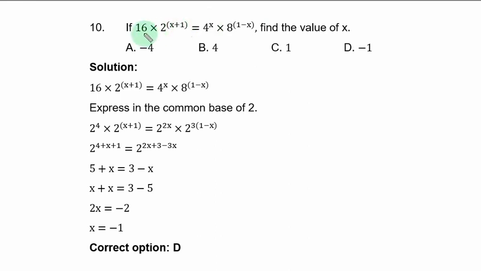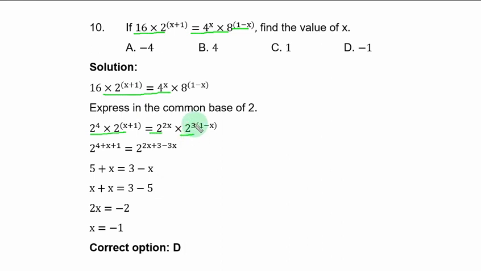Question 10. If 16 times 2 to the power of s plus 1 is equal to 4 to the power s times 8 to the power of 1 minus s, find the value of s. What you have is an exponential equation. So let us express in the common base of 2. You express 16 as base 2 in this form, 4 as base 2 in this form, and 8 as base 2 in this form. You apply the law of multiplication of indices, which states that when numbers with the same base are multiplied, their powers are added.